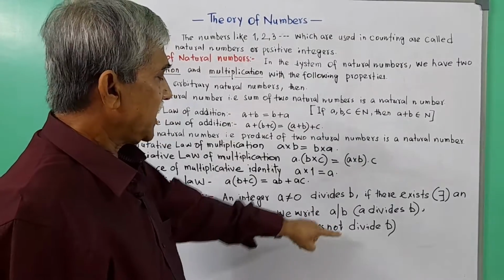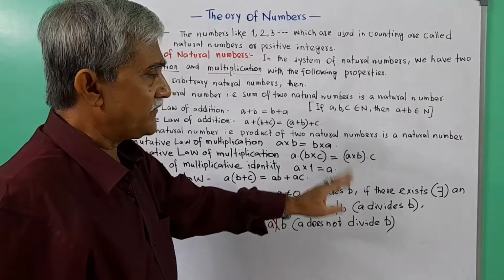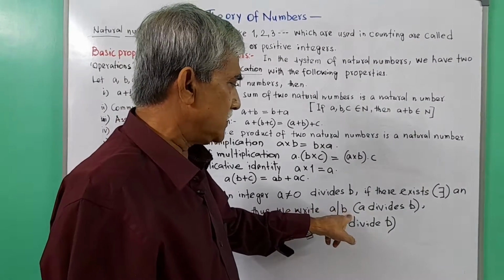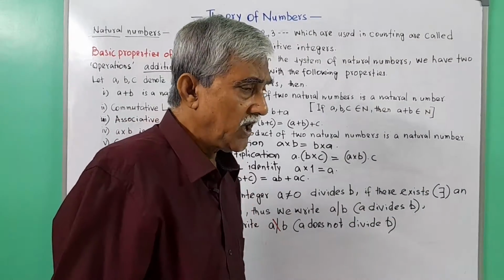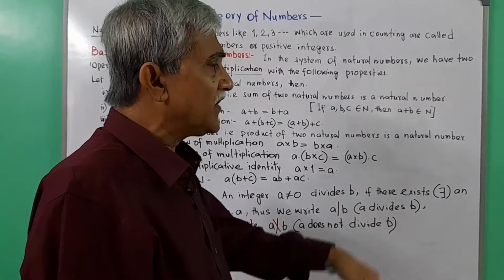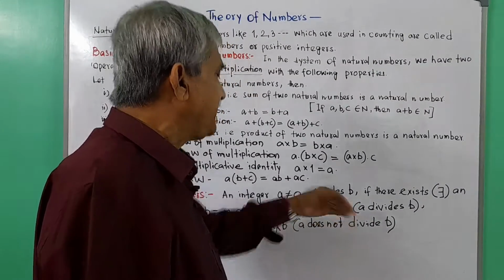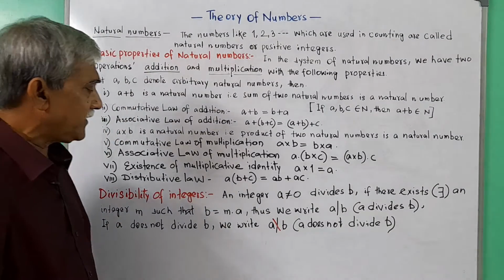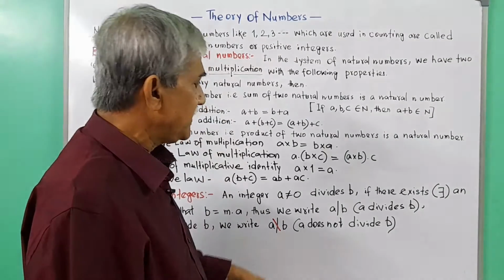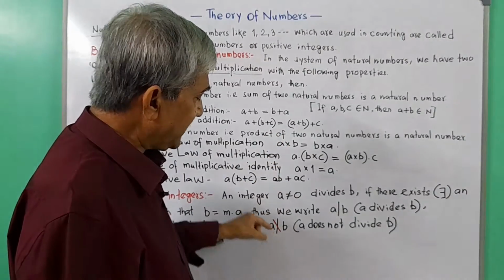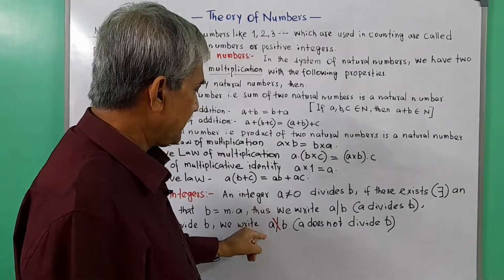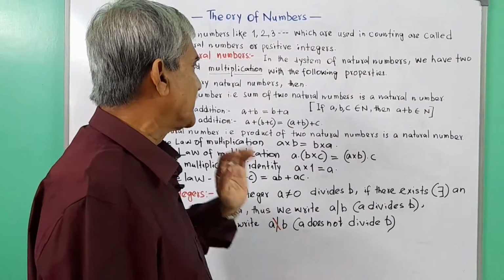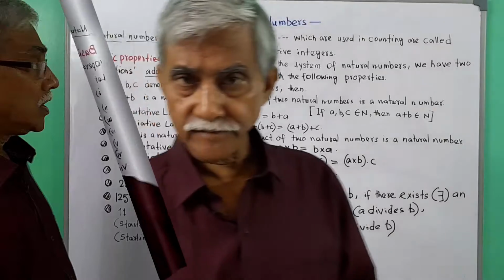Thus we write A divides B, with a vertical line as the division sign, or you can say B is divisible by A. Now, if A doesn't divide B, then we write the divisibility sign crossed out. That is, A does not divide B, or B is not divisible by A.